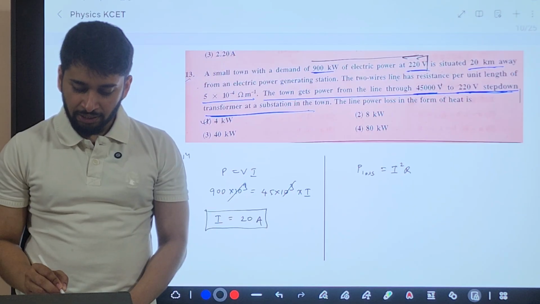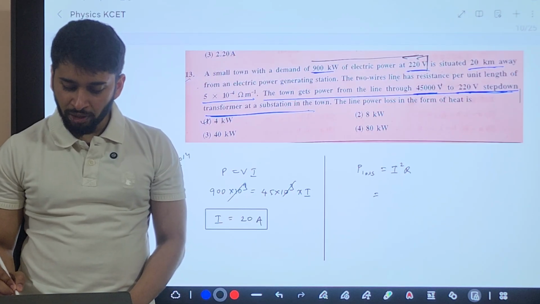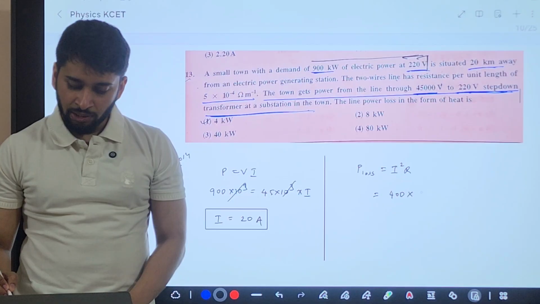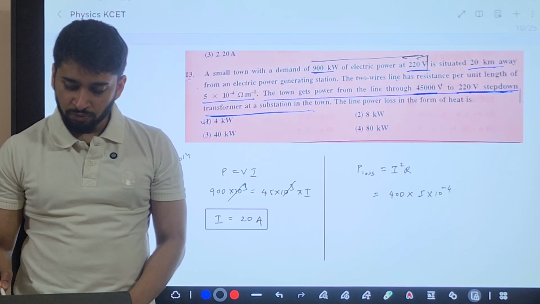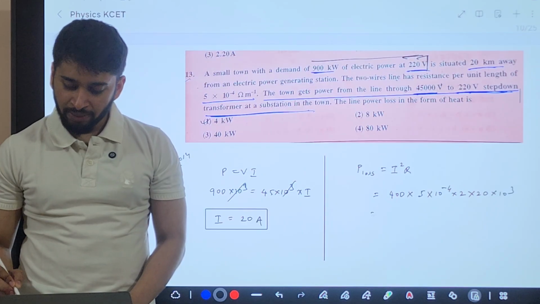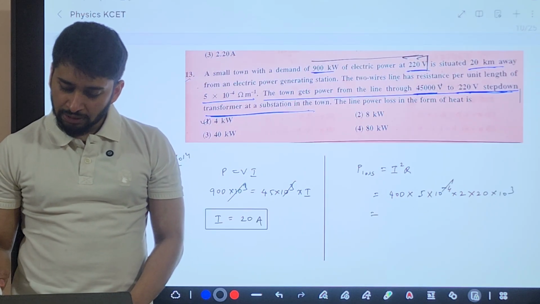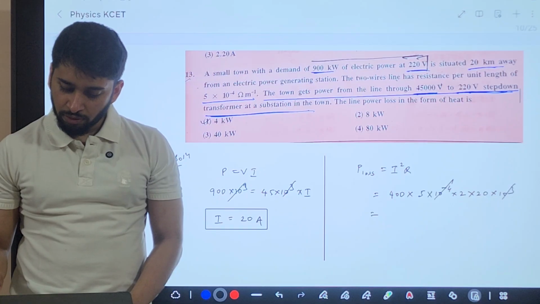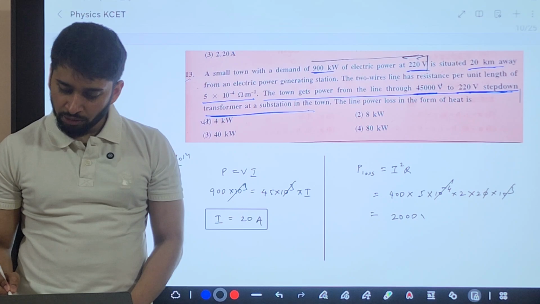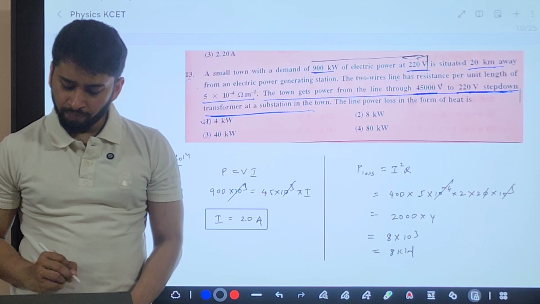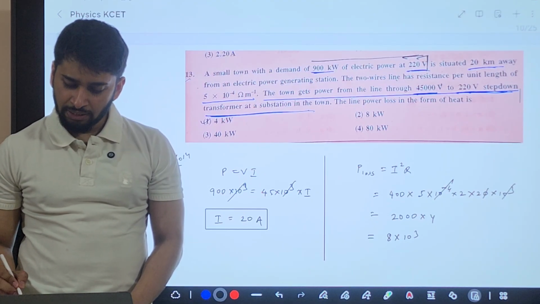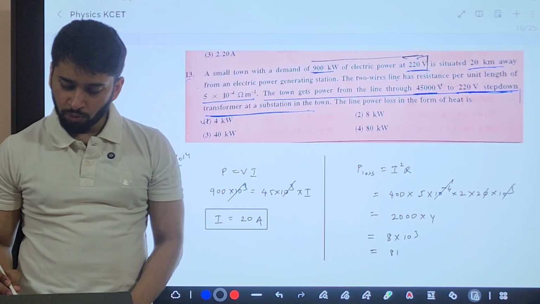Fine. So that's that. Now power loss becomes I square R. So I square will become 400. R will be 5 into 10 to the power minus 4 into 2 into 20 into 10 to the power 3. Right. Great. So this you can cancel out. So 5 fours are 20, 2000 into 4, which is 8 into 10 to the power 3, so which is 8 kilowatt. Fine. Since a two line structure, it should be 8 kilowatt.